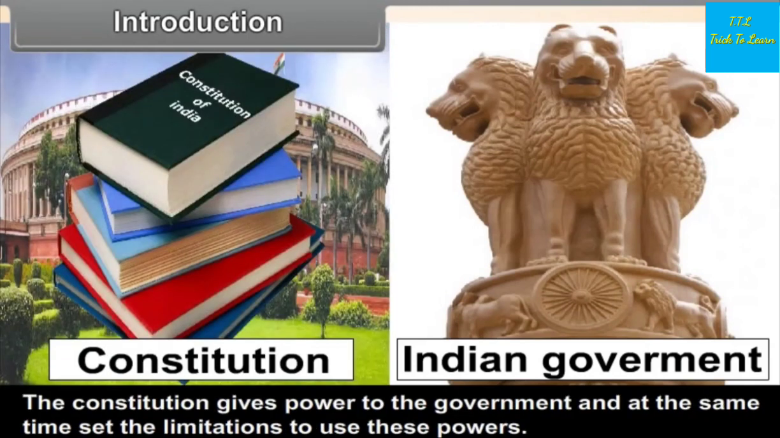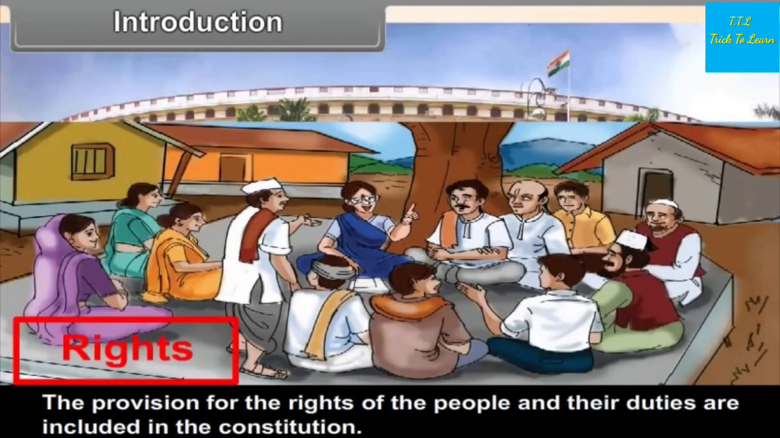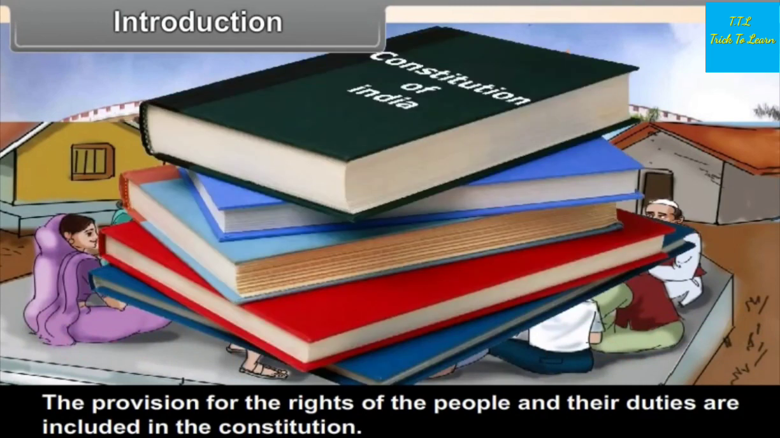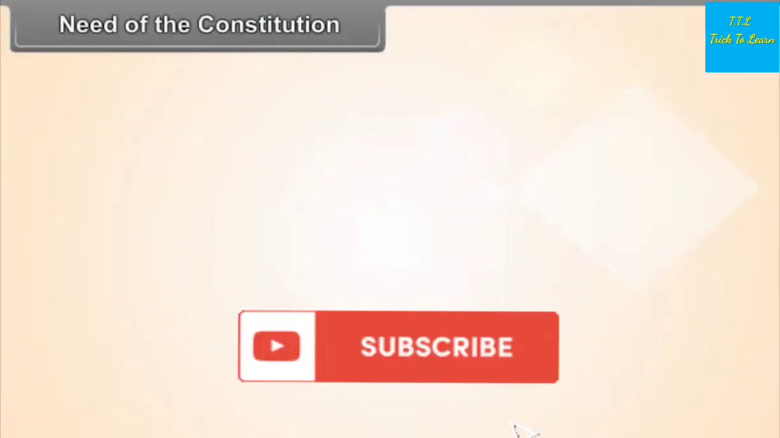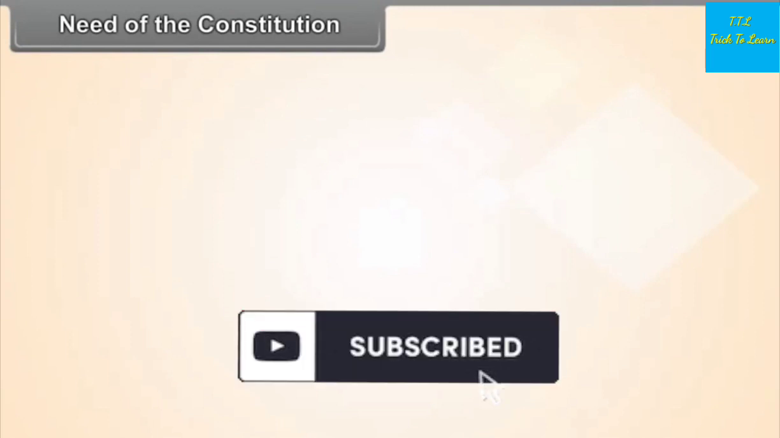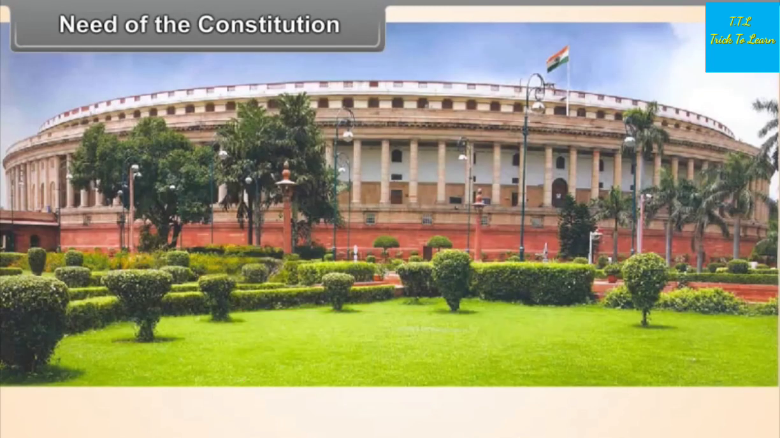The Constitution gives powers to the government and at the same time sets the limitations to use these powers. The provision for the rights of the people and the duties are included in the Constitution. In short, the structure and the functions of the government are decided by the Constitution. What is Constitution? B. Need of the Constitution.